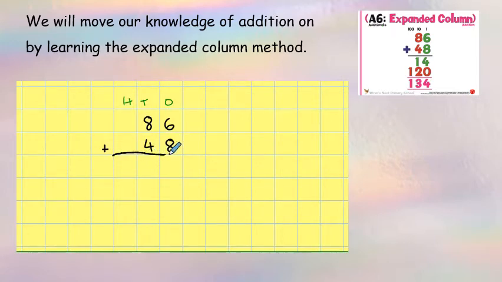We work with the ones column first, adding 6 and 8 together to give us 14. Then we work on the tens numbers. We've got 80 plus 40 equals 120.